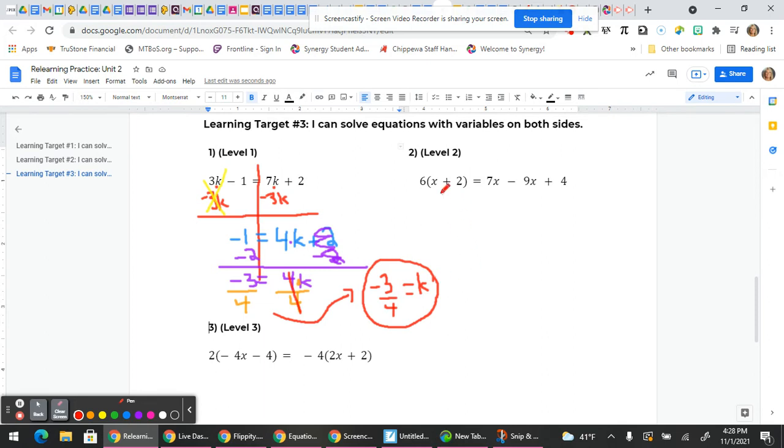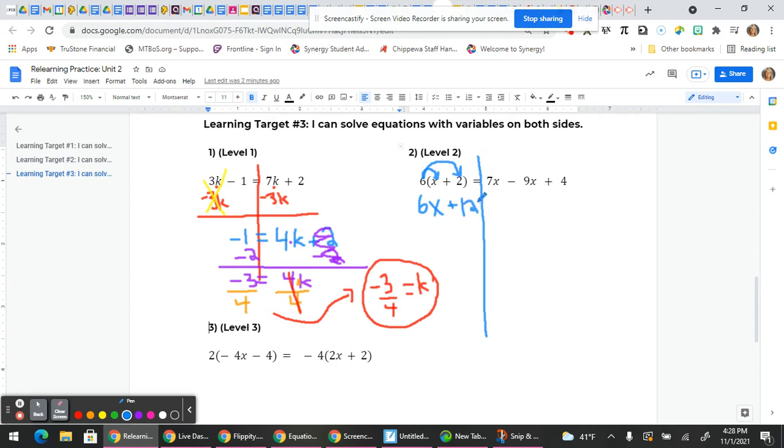Level 2, question 2. Here we've got a few more steps. So the first thing that I want to do is I want to identify where's my equal sign. Here it is. And let's take a peek at what we've got going on. On the left, I've got some parentheses that I need to deal with. So I'm going to share the 6 with the x and the 6 with the 2. So 6 times x is going to give me 6x, and 6 times 2 is going to give me a 12. So I'm going to add 12.